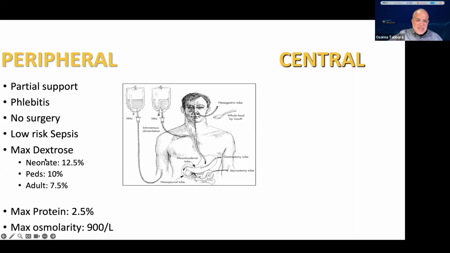And keep in mind that the maximum dextrose for adults is 7.5%, 10% for pediatrics, and 12.5% for neonates. This is a golden number. Tend not to increase above 7.5%.